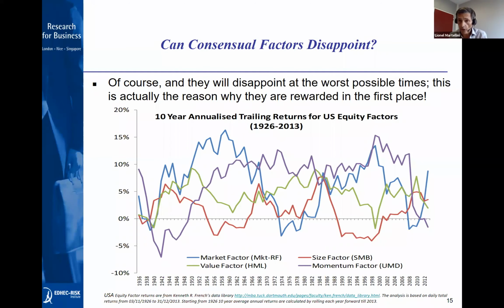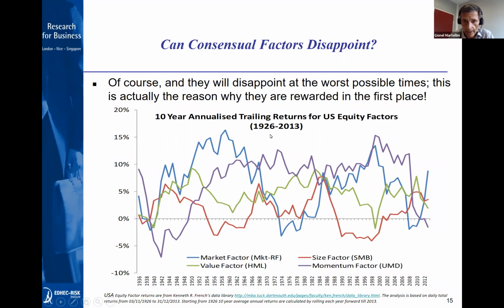So on average, across all scenarios, including the good, the bad, and the ugly scenarios, we're going to get a higher performance, a risk premium as we call it. But in the ugly scenario, we will certainly underperform.